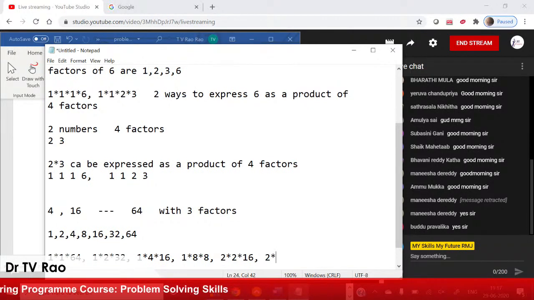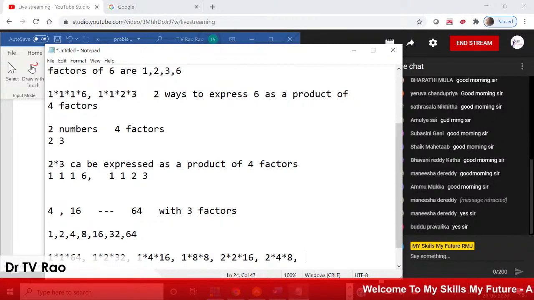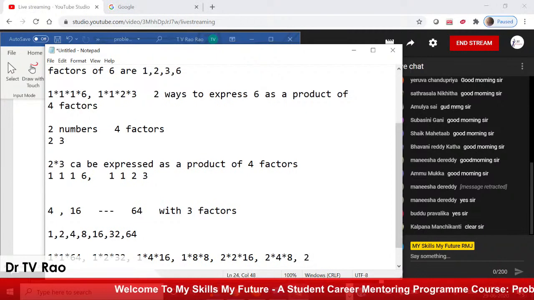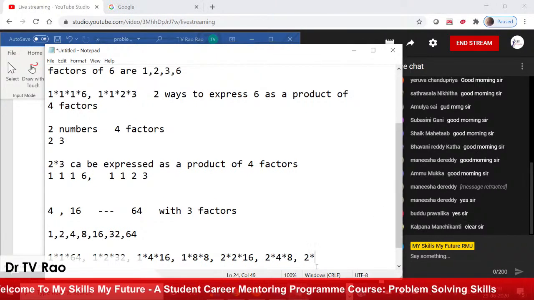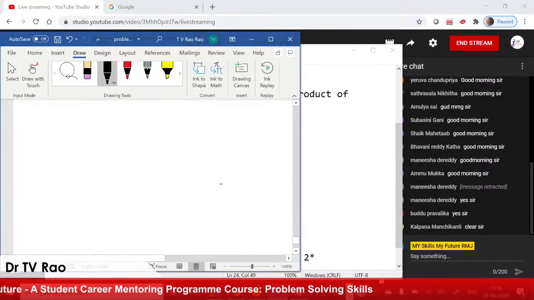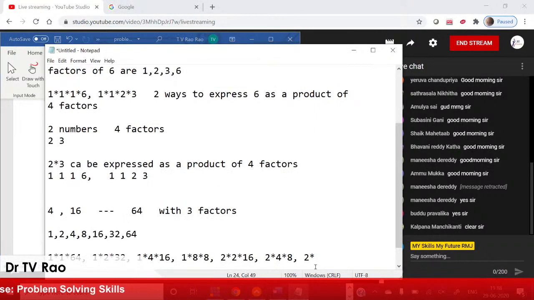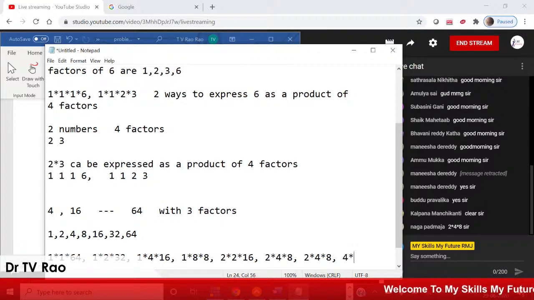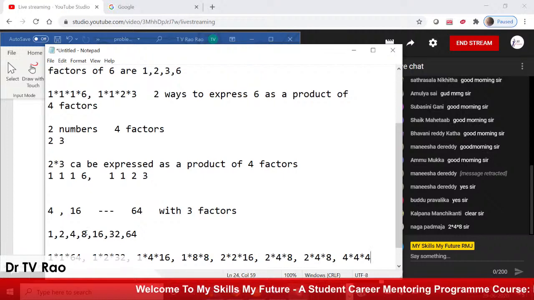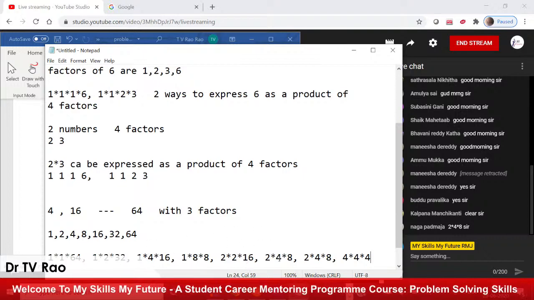Next, 2 into 4 into 8. So 1, 2, 3, 4, 5, 6. Next, 2 into 2 into 4 into 8, 2 into 4 into 8, and finally 4 into 4 into 4. Okay, is this clear? How many ways? 1, 2, 3, 4, 5, 6, 7, 8.